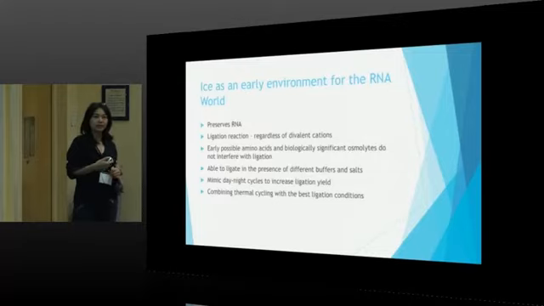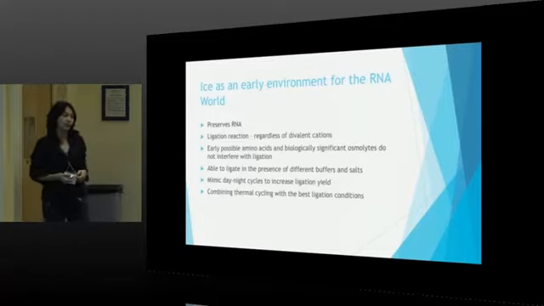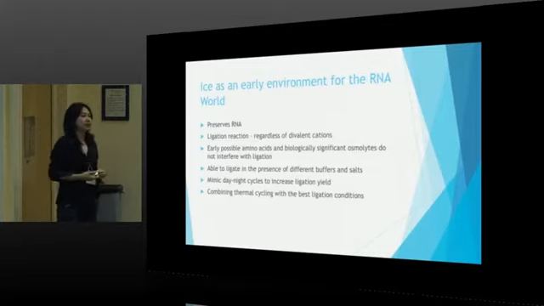You can increase the base ligation yield by freeze-thaw cycles, and really this last point is our next step. It's to combine thermal cycling with our best ligation yield, and that was that 40% from acetate. So we want to get above that 40%, which is our best so far. So that's it.